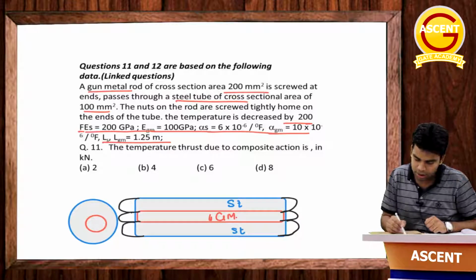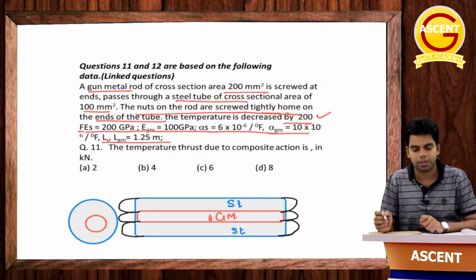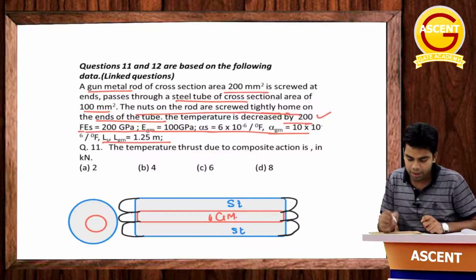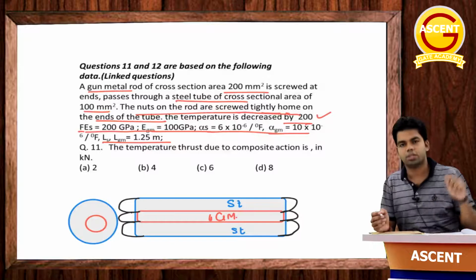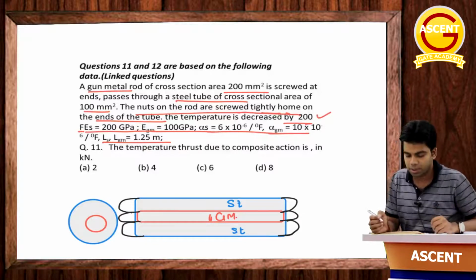The nuts are tightly screwed on the ends of the tube. Temperature is decreased by 200 Fahrenheit. 200 Fahrenheit से temperature उसका decrease हो रहा है. Then the temperature thrust due to composite action would be. What would be the temperature thrust now?